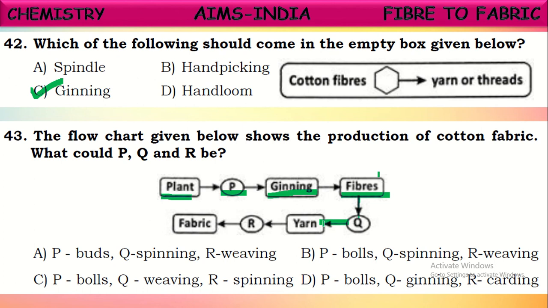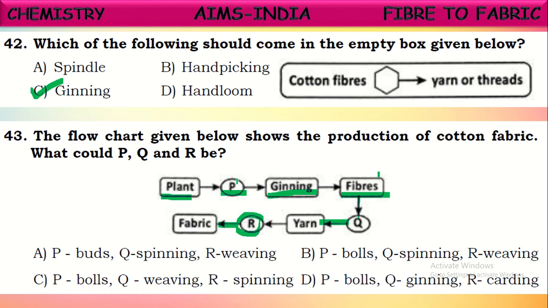Then after spinning process, fibers convert into yarn. This yarn undergoes another process to get fabric. What is that process called? Yarn is converted into fabric by the process called either weaving or knitting. If only one kind of yarn is used for making of fabric, that process is called knitting. If two or more kinds of yarn are used for making of fabric, then that process is called weaving. So this R might be either weaving or knitting.